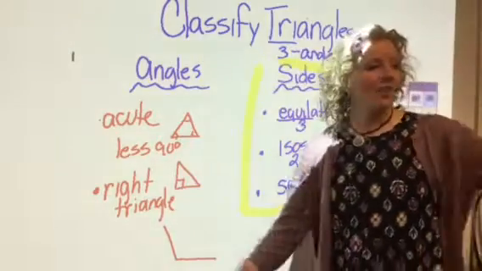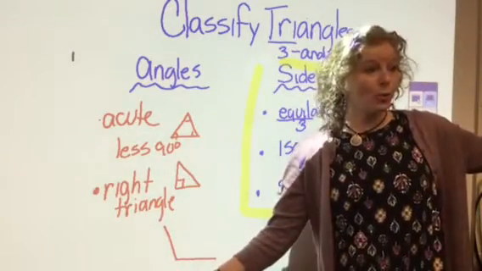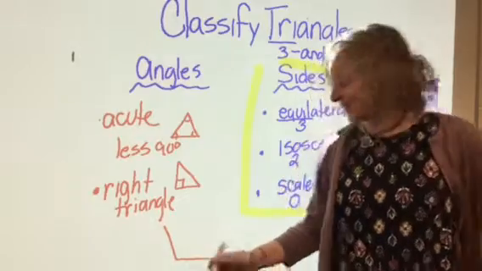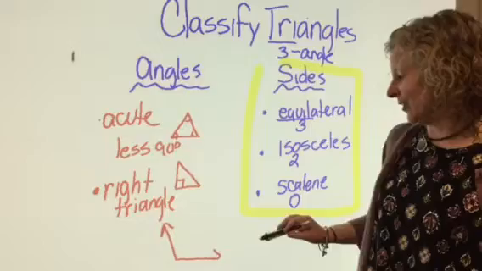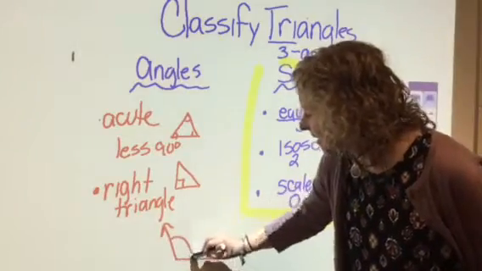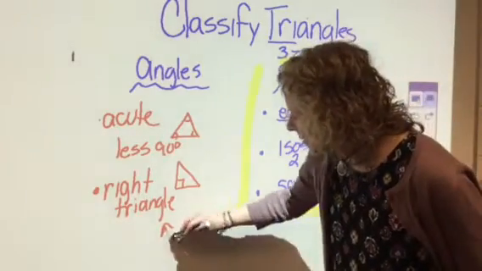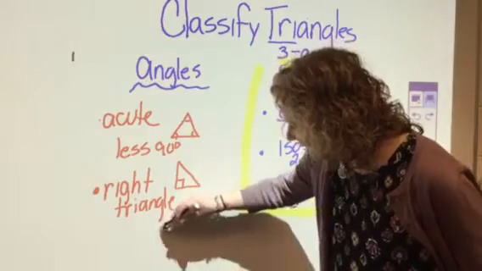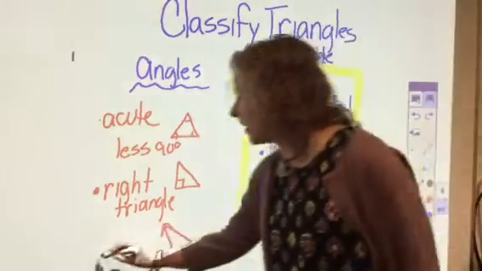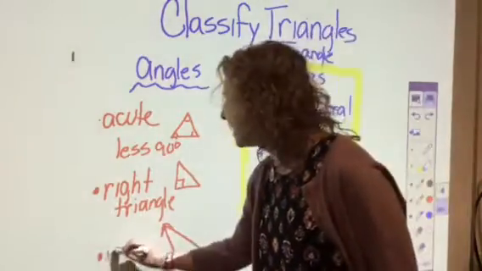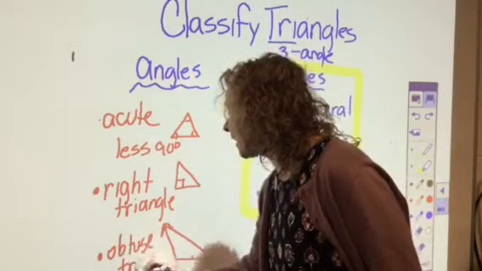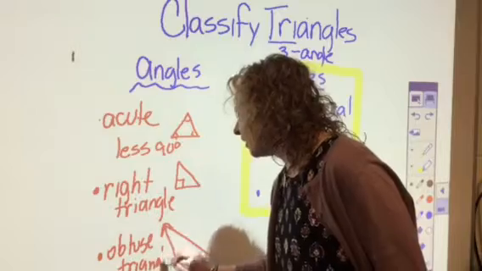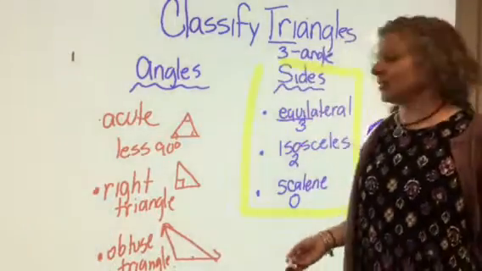Now let's look at this angle. What kind of angle is that? That one is obtuse. Okay, it's one of those big fat ones. So an obtuse angle means it's big and fat. Well, guess what? If you stick that in a triangle, we call that thing, yeah, an obtuse triangle. So that's how we classify our triangles, by looking at their angles.